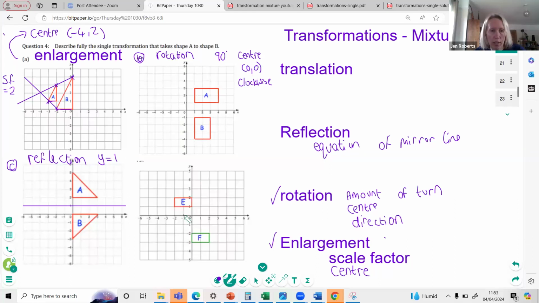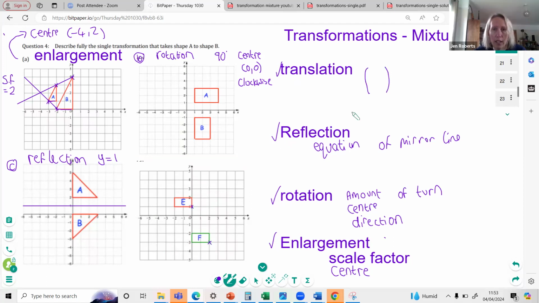And lastly, we've got our translation. This could actually be a rotation, I think, but it can be a translation as well. I'm going to use it as a translation from E to F. So if you remember for this, we need a vector to describe it. So I choose a corner of my E, choose exactly the same corner for your F.